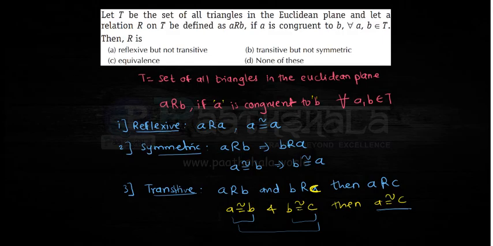If the given relation is reflexive, symmetric, and transitive, then we can say that the relation is an equivalence relation. So option C is correct. If the given relation is reflexive, symmetric, and transitive as well, then the relation will be an equivalence relation.